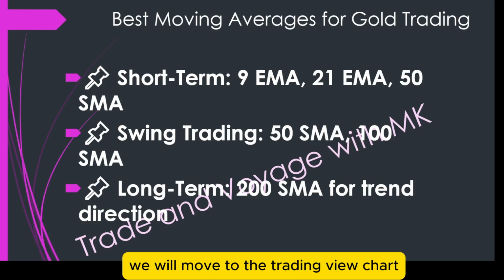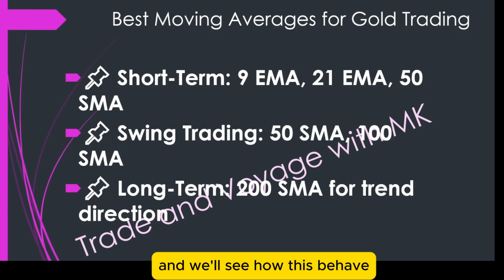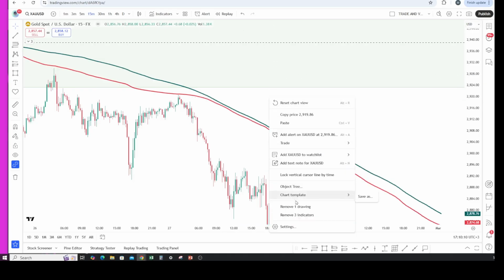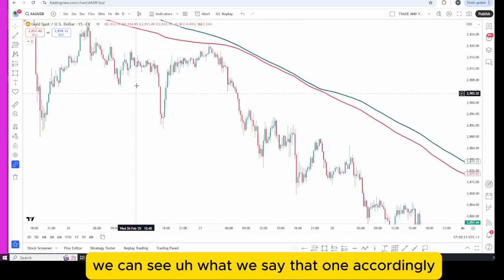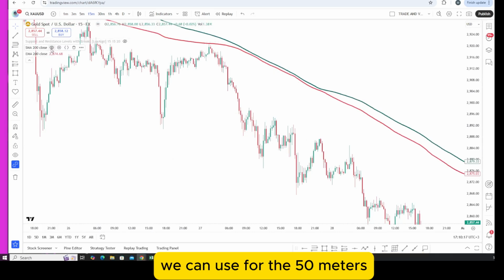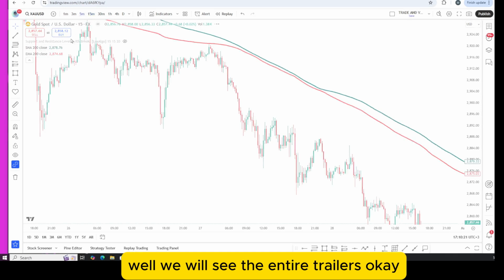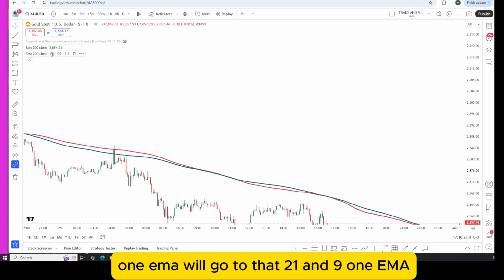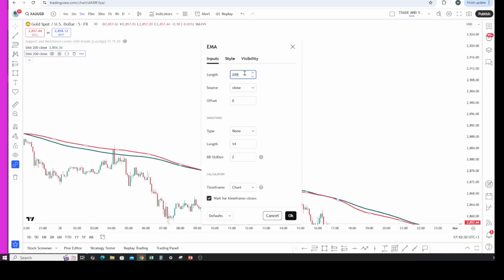We will move to the TradingView chart and see how this behaves on gold charts. This is a 50 minute chart of gold. Here we will look at the intraday traders. They commonly use the 9 EMA or 21 EMA. We'll go to the 21 and 9 EMA.